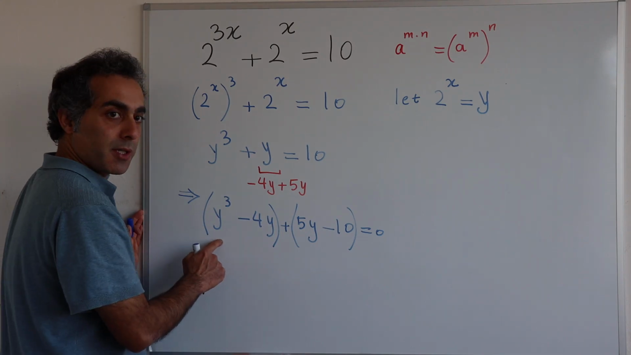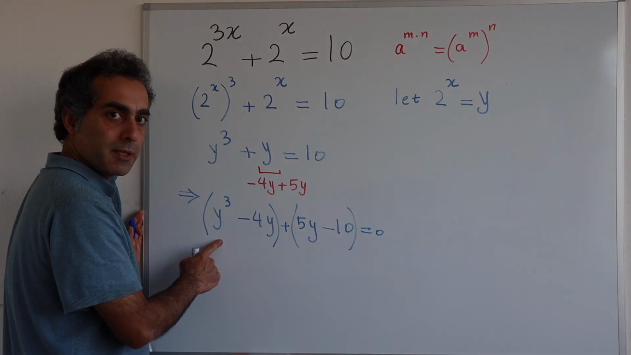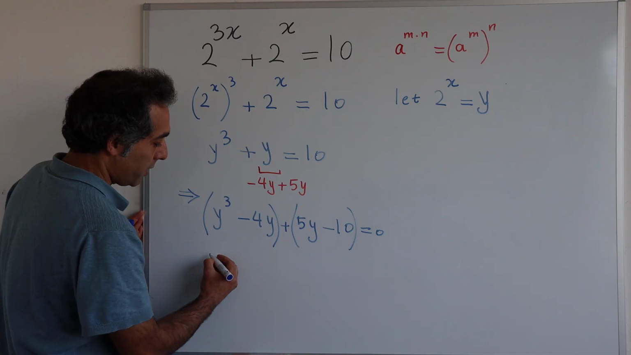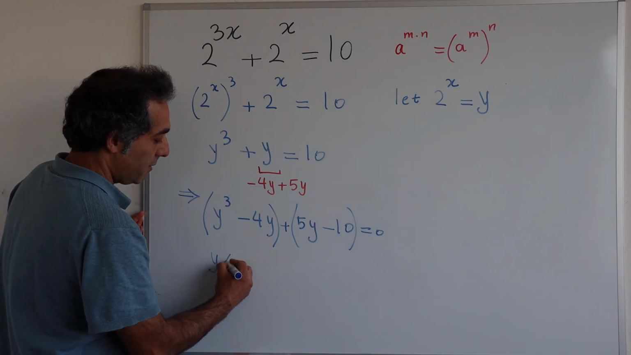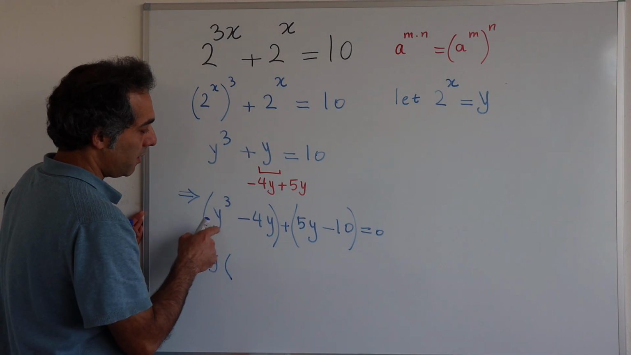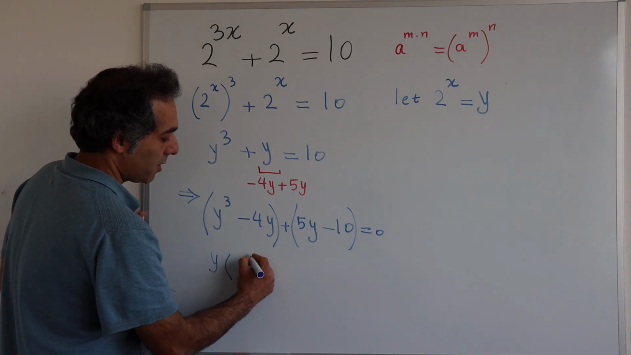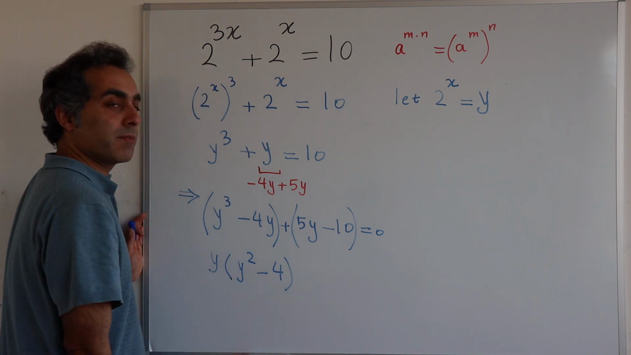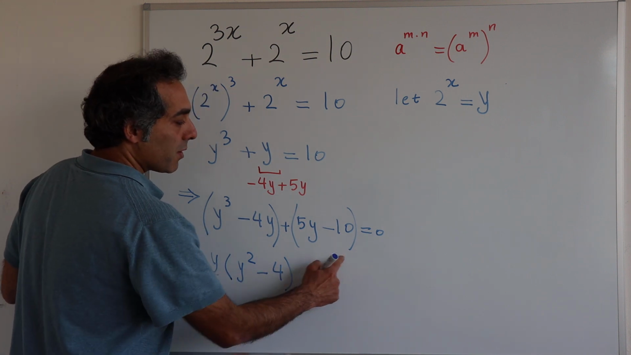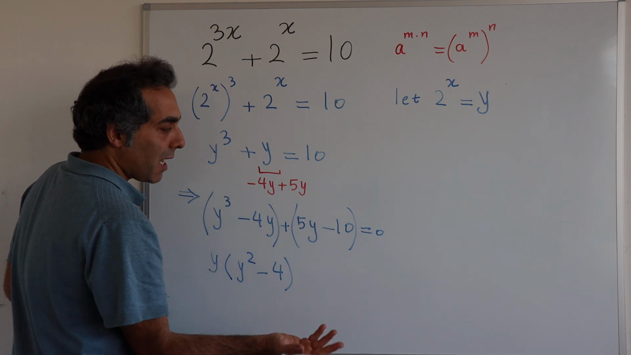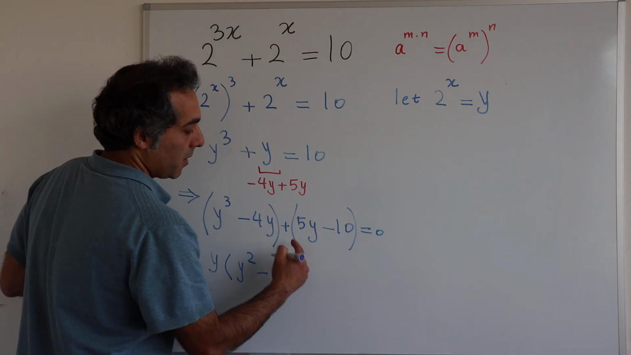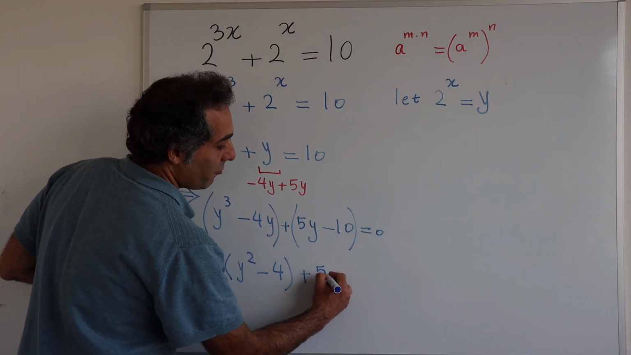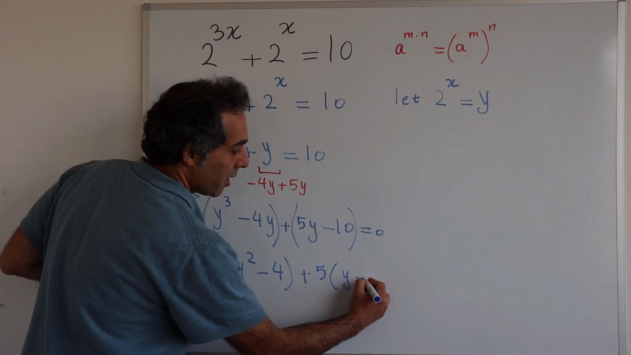For the first pair, I have y in common, so I can factor it out. Y, and what remains from the first term is y squared minus 4, close parenthesis. And for the second pair, you just have 5 in common, so you can factor out 5 and then y minus 2.